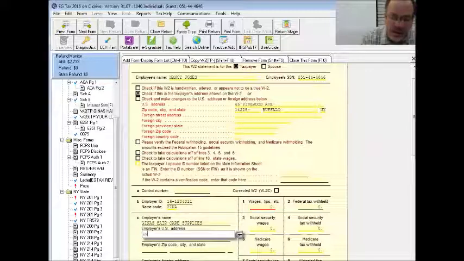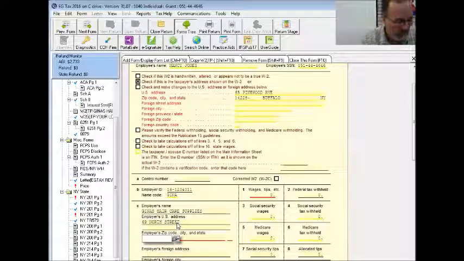Okay, 69 North Street. Okay. And she has, we can see boxes 1, 3, and 5 are the same, so we don't have any adjustments that we would have to do.